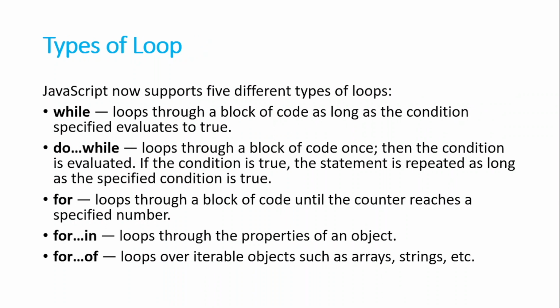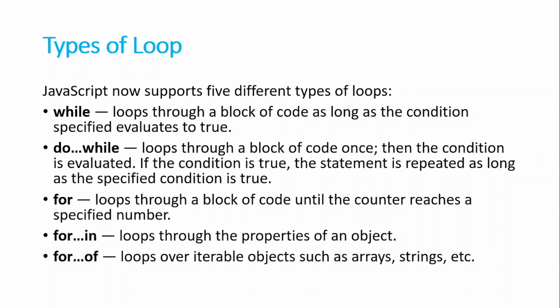We have different types of loops. The first one is the while loop. It loops through a block of code as long as the specified condition evaluates to true. The do while loop loops through a block of code once, then the condition is evaluated. So it will execute the code at least once, whether the condition is true or false, it doesn't matter.